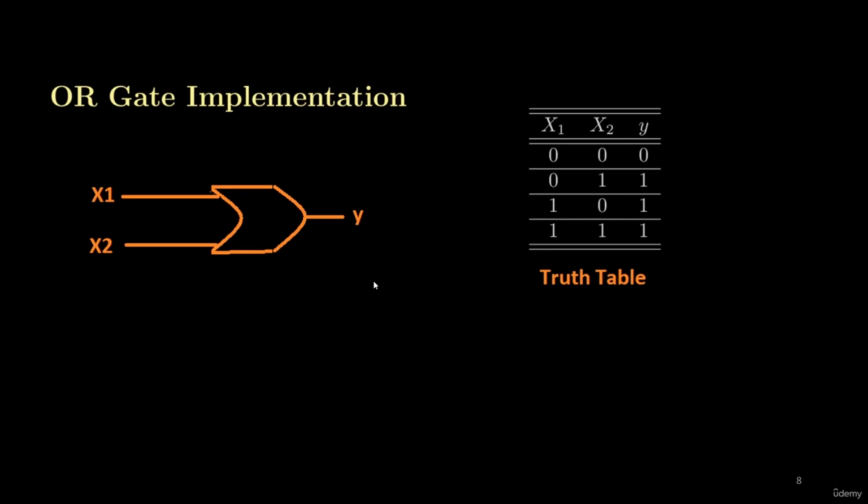In this lecture, we are again going to learn how to perform classification with the help of perceptron. In the previous lecture, we learned how to perform classification with the help of perceptron using AND gate implementation. Here we are using another example, that is OR gate implementation. OR gate is different from the AND gate.